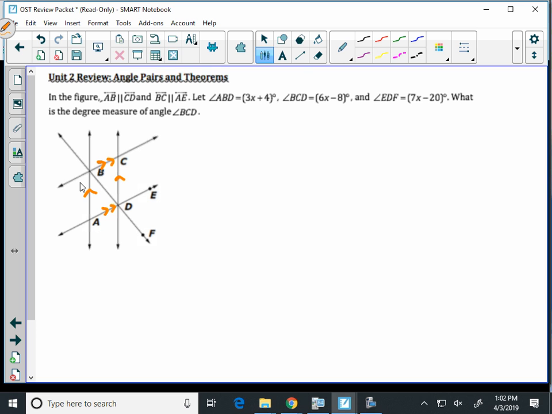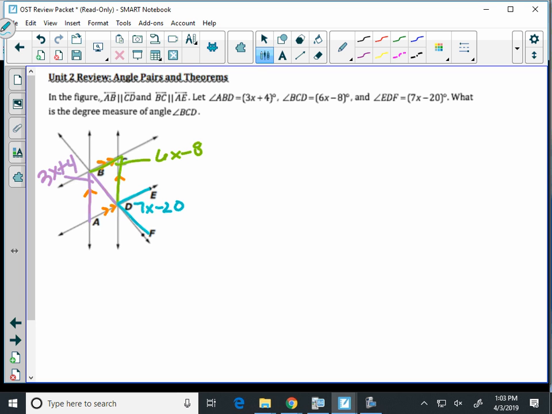Okay, it says let angle ABD equal 3x plus 4. So angle ABD, this angle right here, is 3x plus 4. Angle BCD, this angle right here, is 6x minus 8. And angle EDF is 7x minus 5.